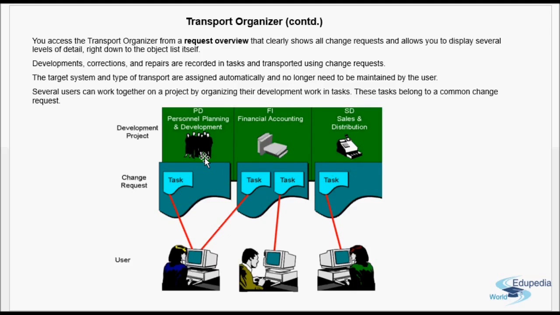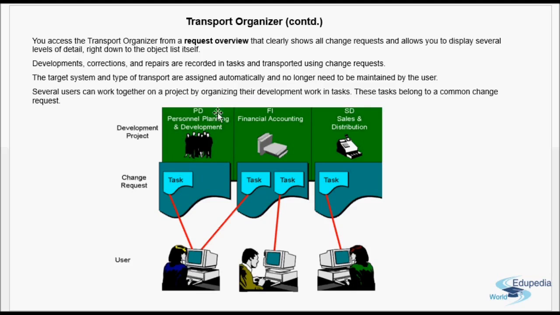Say I'm creating or modifying a change request in the development system. Once the transport route is laid among the various systems, the system will automatically detect the target system because of the routes which are established, and what type of transport it is. So SAP itself helps us with this transport organizer to make things easier, and several users can work together on a project by organizing their development work in tasks. These tasks belong to a common change request.